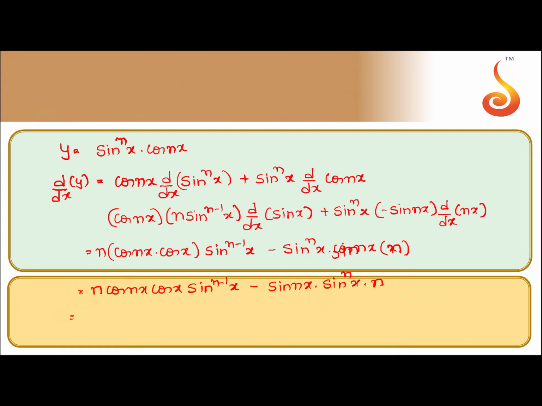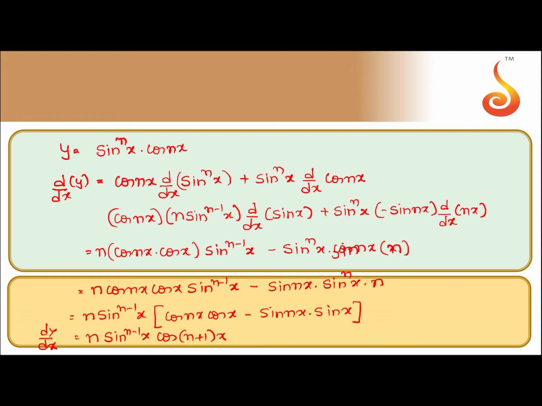Okay, so we can take common: n is common, sin n minus 1 x is common, so we can write cos nx cos x minus sin nx into sin x. So cos A cos B minus sin A sin B can be written as n sin n minus 1 x into cos of n plus 1 x. So this is dy by dx.